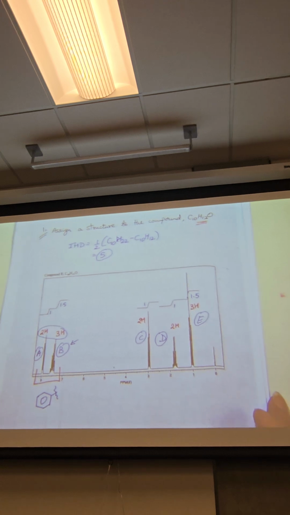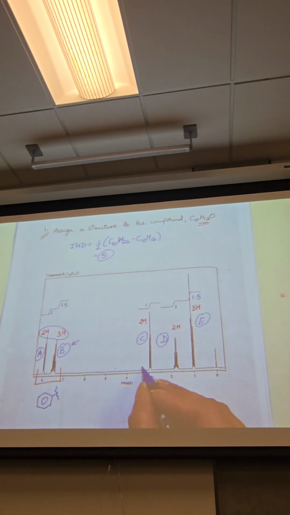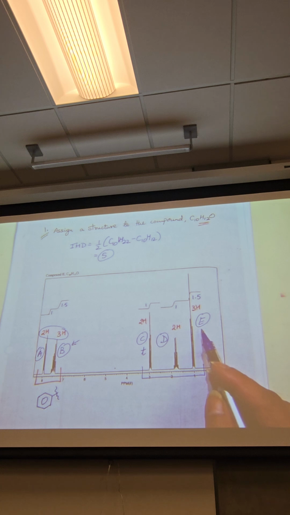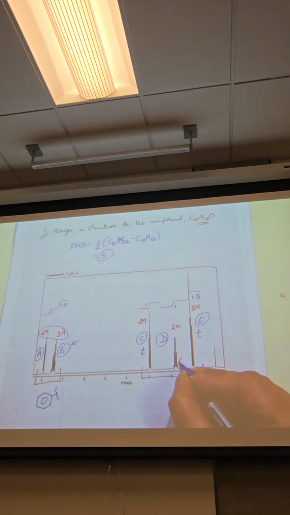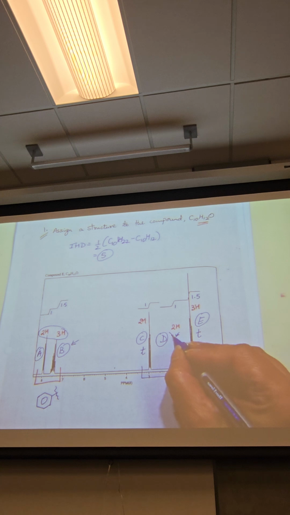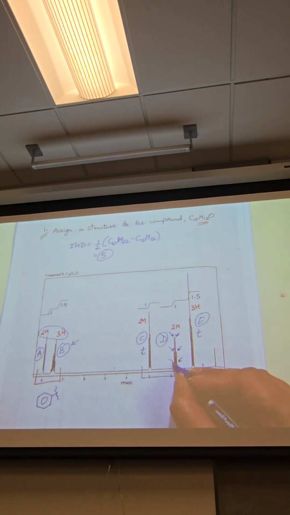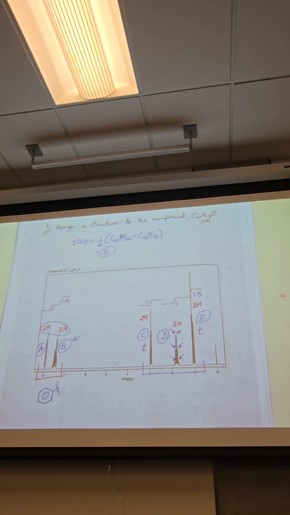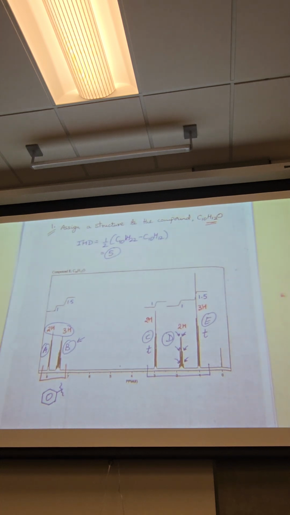Now guys, I want you to notice C, D and E. What's the multiplicity for C? Triplet. What's the multiplicity of E? Triplet. What about D? Notice, not quartet. Do you see those tiny peaks? Yes, sextet. Exactly. Of course, if we were doing this experiment in the lab, it would be great to select that and expand it to ensure that it's actually a sextet.